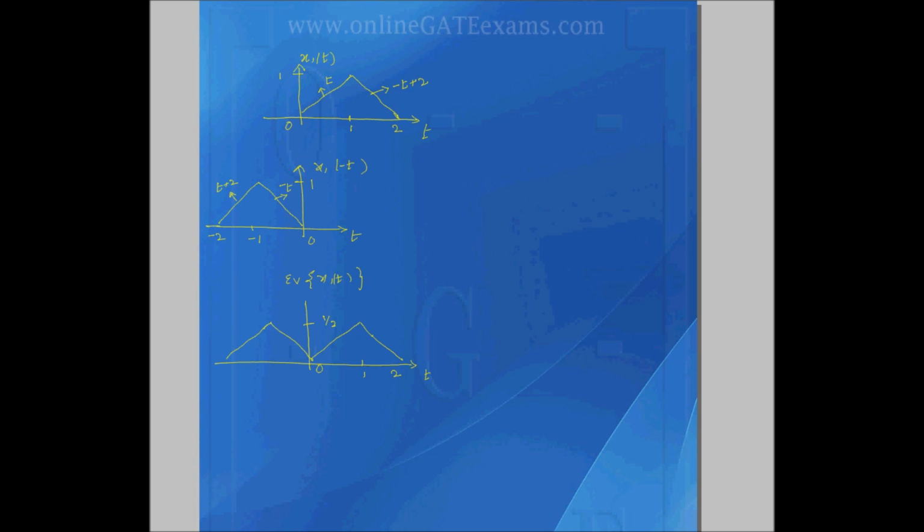So what will be the equation of this line? This will be minus t plus 2 by 2. The equation of this line will be t by 2. The equation of this line will be minus t by 2, and the equation of this line will be t plus 2 by 2.